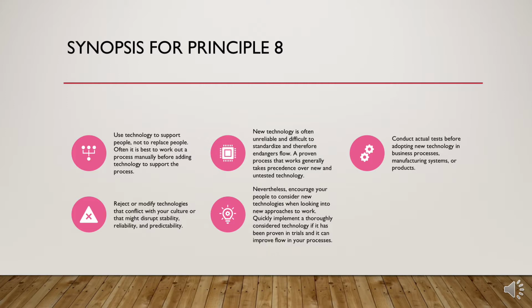The next one is that new technology is often unreliable and difficult to standardize and therefore endangers flow. A proven process that works generally takes precedence over new and untested technology. The next one is to conduct actual tests before adopting new technology in business processes, manufacturing systems or products. Reject or modify technology that conflicts with your culture or that might disrupt stability, reliability, and predictability.